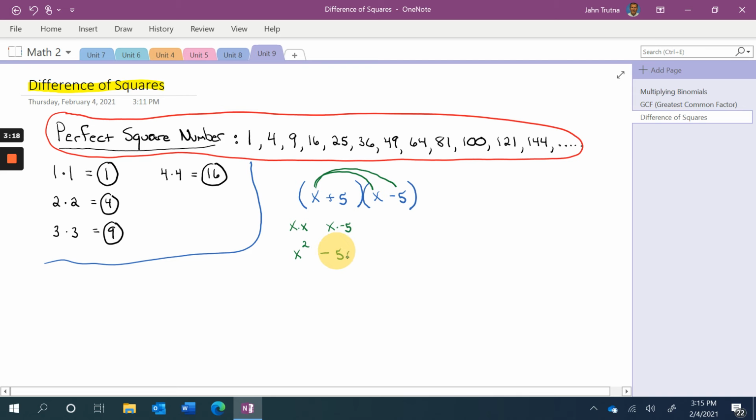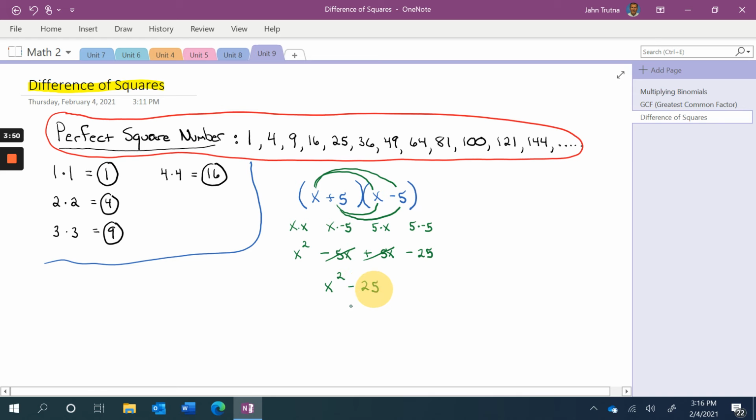So I'm going to write minus 5x. Then we would multiply the positive 5 times the x. What we're doing is that concept called double distributing. That becomes positive 5x. And then lastly, we would multiply the positive 5 times the minus 5, and that would give me a result of minus 25. When I simplify this, the minus 5x would cancel out the positive 5x. Therefore, we get x to the second power minus 25.